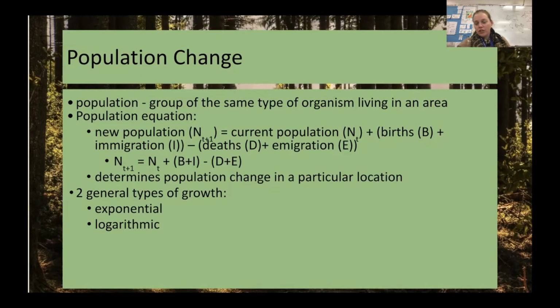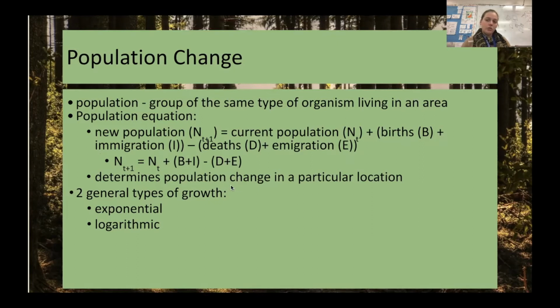Populations change over time. They fluctuate around an average as resource availability changes. So if I want to calculate my population size, I'm going to have my new population number equal to my original population plus the number of individuals that were born and the number of individuals that moved into an area. I stands for immigration, I for into. We're going to take away the number of individuals that died and the number of individuals that emigrated. They exited the area. E for exit. They left. So this is going to tell you your population change in a particular location.